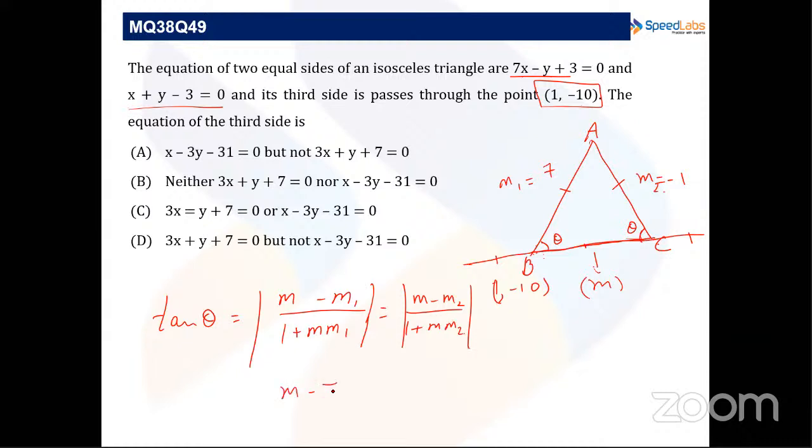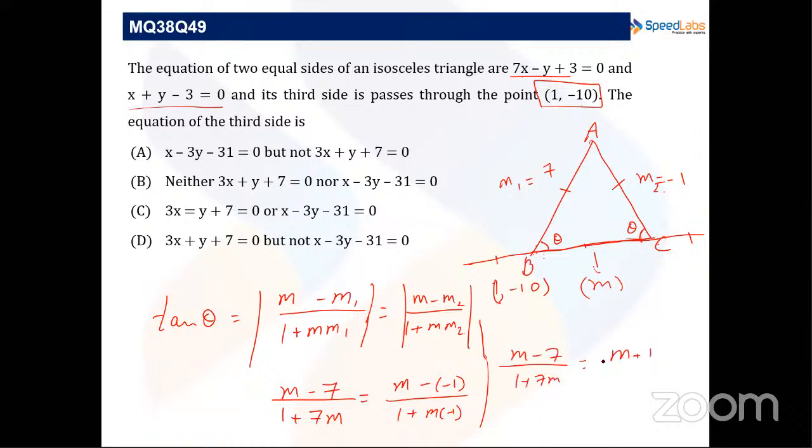So on solving, (M minus 7) upon (1 plus 7M) equals (M minus of minus 1) upon (1 plus M into minus 1). So we have (M minus 7) upon (1 plus 7M) equals (M plus 1) upon (1 minus M). On simplifying this equation and solving it, we will get the value of M as minus 3 or 1 by 3.